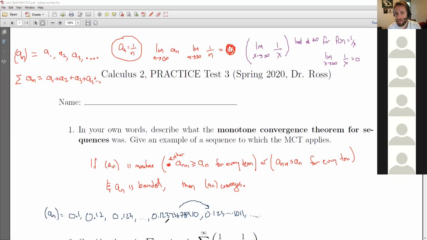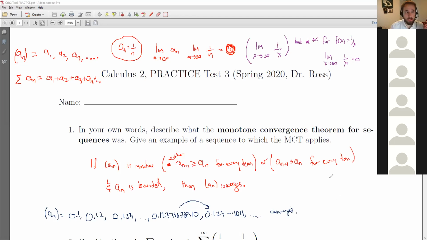So even though I don't have a nice way to write what this sequence converges to, because it's always increasing and it's bounded, it never gets above 0.2, it is definitely going to converge. So this converges to some irrational number. Okay, and that's the monotone convergence theorem. This one sort of extra element when we talk about sequences and sequence convergence.